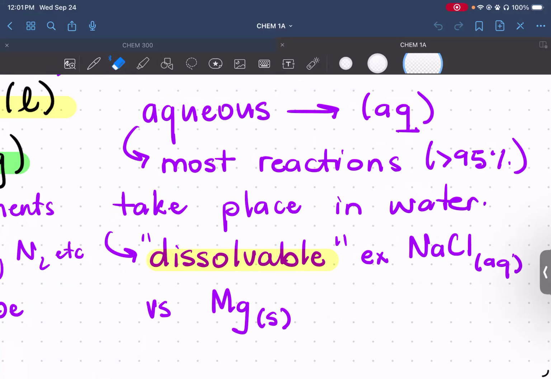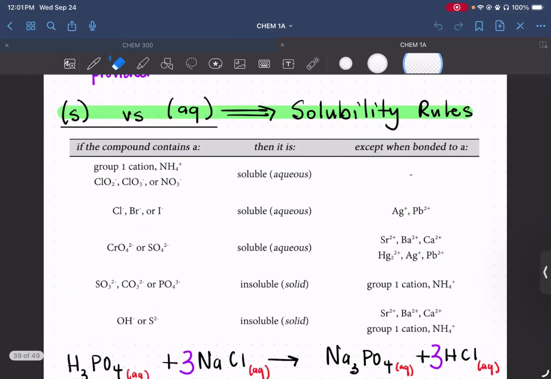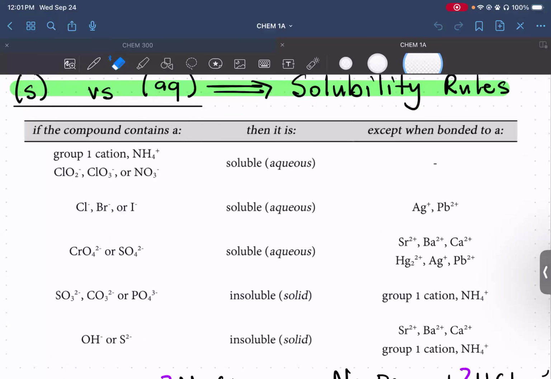Heck, for all of the reactions you will see in 1A and 1B's lab, they will almost all be in water. To identify if something is a solid or aqueous, you simply refer to the solubility rules table. Again, I will remind you that you will be given this table as part of your exam booklet, so you don't need to memorize it, but you do need to know how to use it.